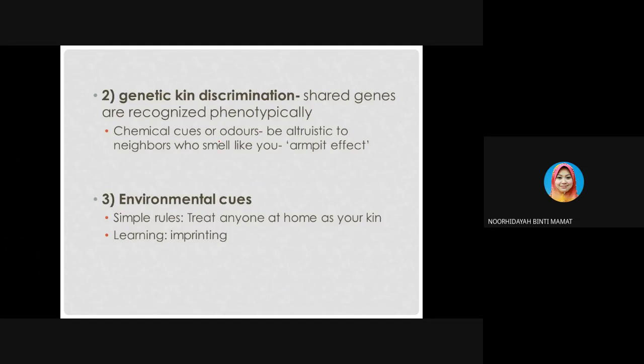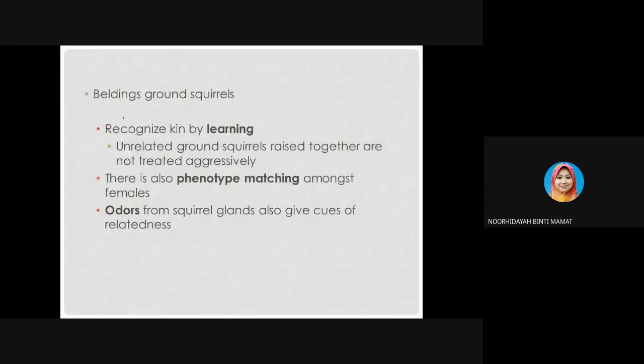They also use learning or imprinting, so they will learn how to treat their relatives. The learning behavior is what we call imprinting, one category of behavior. For example, in Belding's ground squirrels, the third mechanism is by using environmental cues, which is learning or imprinting. So they recognize kin by learning.